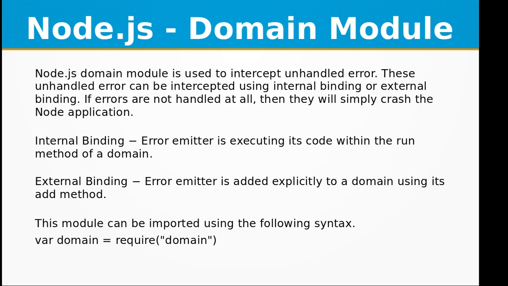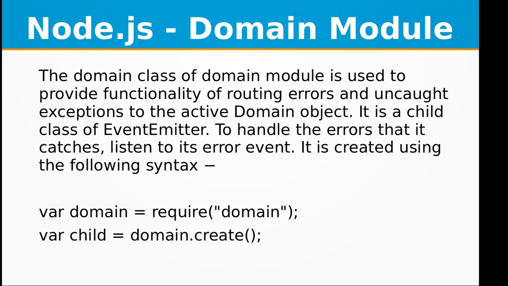So you can create the domain object by requiring the domain module. The domain class of the domain module is used to provide functionality of routing errors and uncaught exceptions to the active domain object. It is a child class of event emitter. To handle the errors that it catches, listen to its error event. It is created using the following syntax. First you create the domain object and then you create the child object by calling the domain.create method.